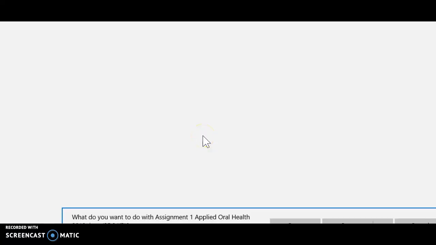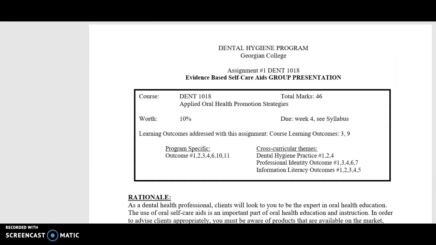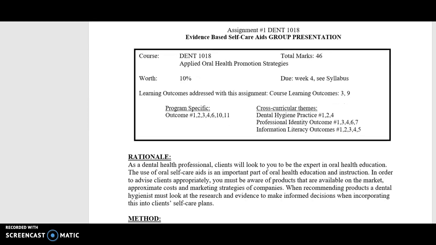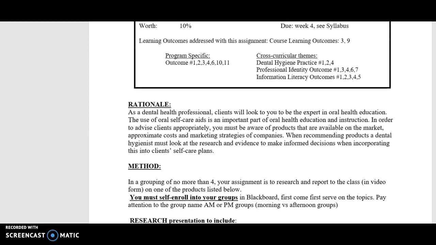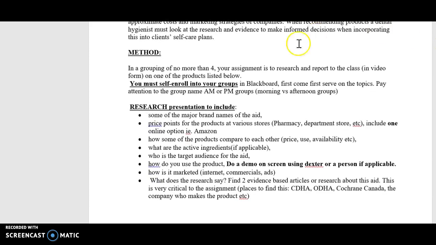So as we talked about last week, assignment 1 is a group project. You will be working with partners for this. It is worth 10%, it is due week 4, and it will be a video. So remember, no more than 4 in your group. You have to go to Blackboard and self-enroll in the group.